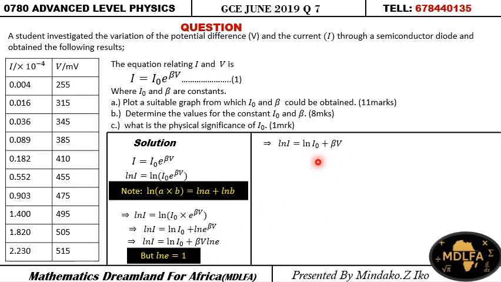From here, we can just rearrange the equation. So if we rearrange, we'll have ln I equals beta V plus ln I naught. Now you can clearly see that we are plotting a graph of ln I against voltage with slope beta and intercept ln I naught. All right, so clearly you have two choices.